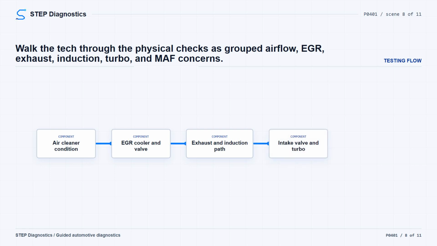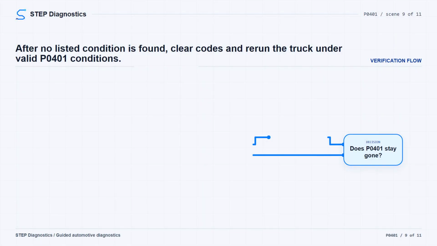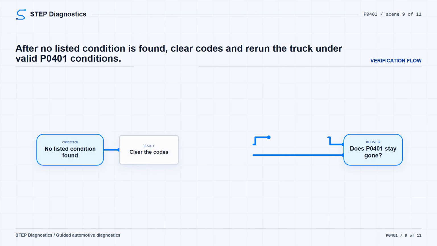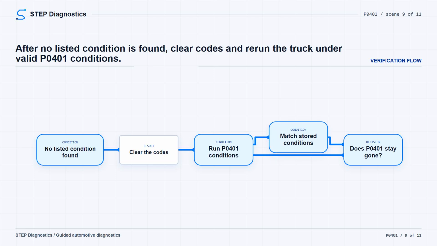The diagnostic aids also point you toward aftermarket devices that may affect system operation, MAF measuring element contamination, a skewed MAF signal, and a restricted intake air duct. If you find one of these conditions, correct it as needed before moving on. If those checks do not reveal a listed condition, clear the DTCs. Then operate the vehicle within the P0401 running conditions, or reproduce the captured conditions from the stored data.